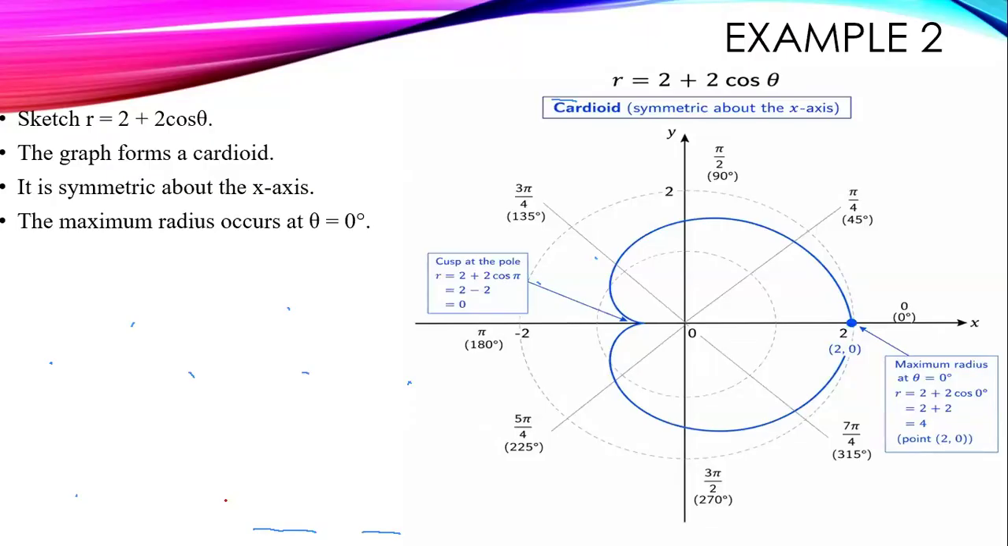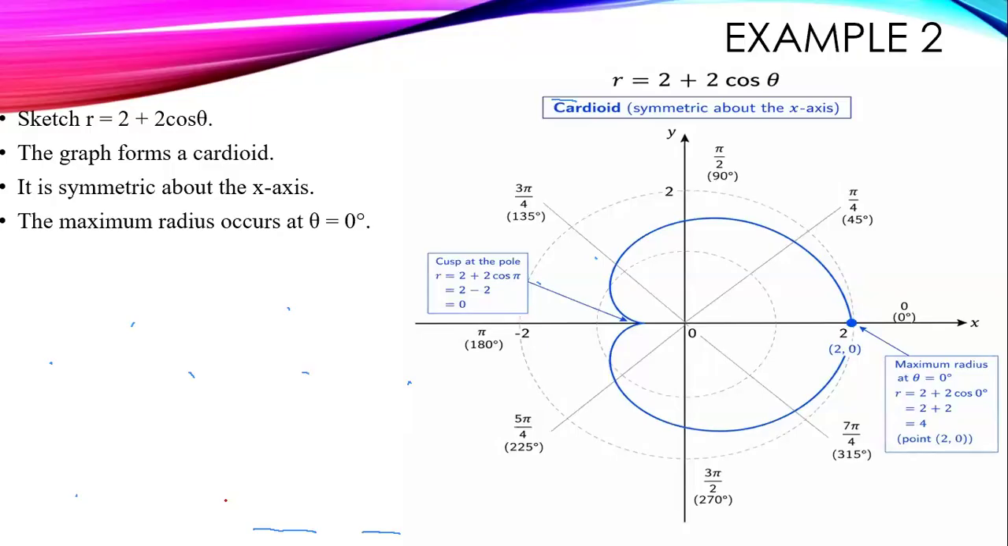So we have there r is equal to 2 plus 2 cos theta. And we have 2 minus 2, which gives us 0. That is on the y-axis, it's 0. And then they gave us the maximum radius at theta equals 0 degrees. r is equal to 2 plus 2 cos 0 degrees, which gives us 2 plus 2, which is 4. That is how we have the point 4, 0.